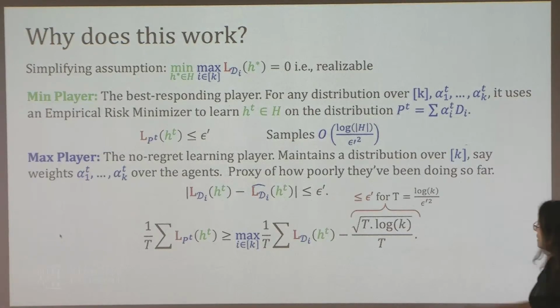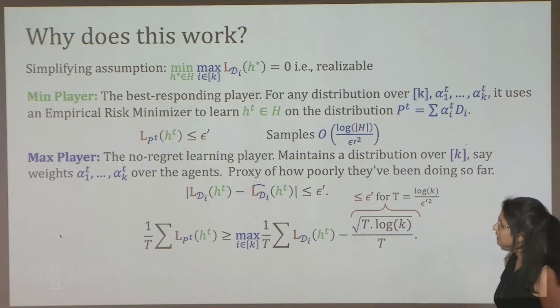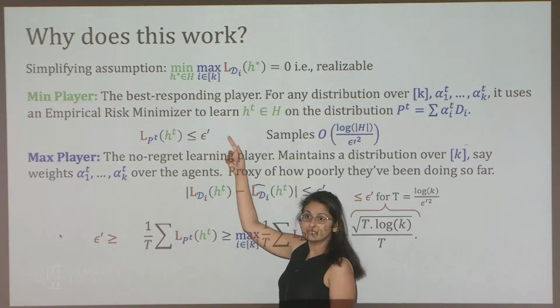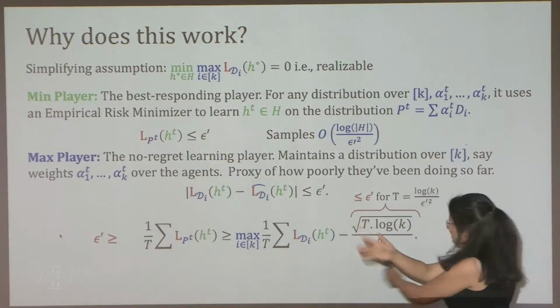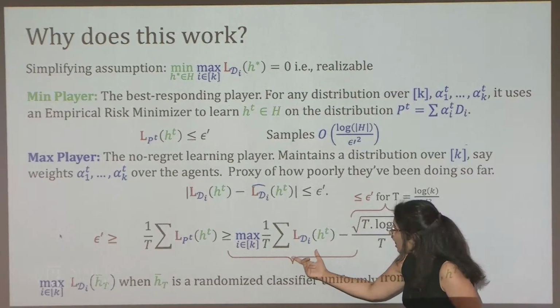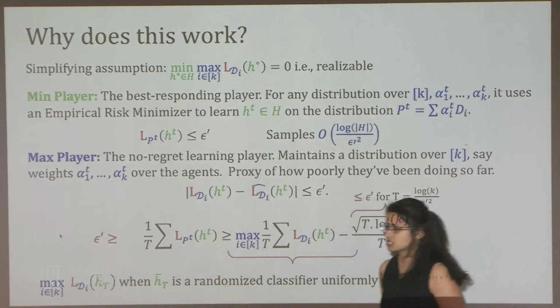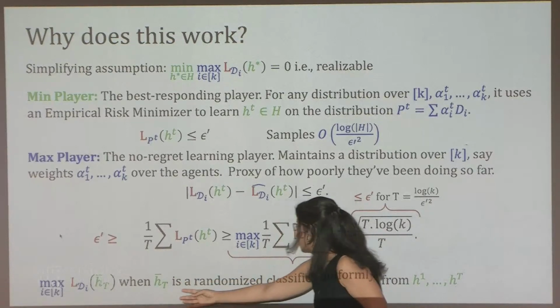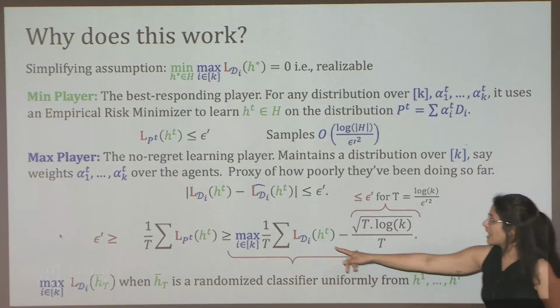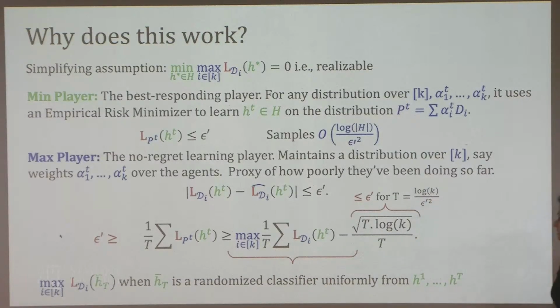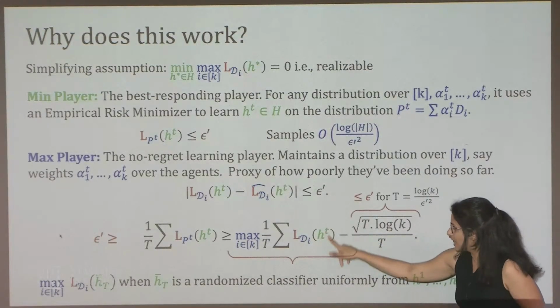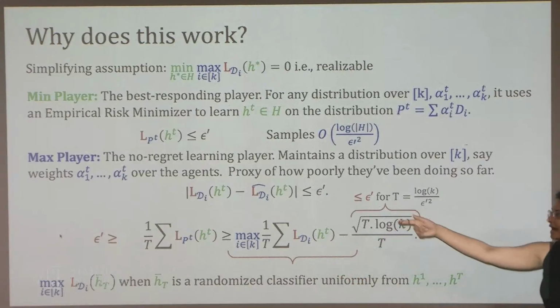Why is this nice? Because if I run this long enough, like log K over epsilon squared, this becomes tiny. This becomes some epsilon. This is tiny because of my learning guarantees of my ERM, which means that the hypothesis that I'm learning, this H1 to HT, if I pick one of them at random, or pick the weighted prediction of them, is actually meeting the worst case guarantees. So this gave us a reason for why the worst case guarantees of the classifiers you picked at random would have actually been at most epsilon.